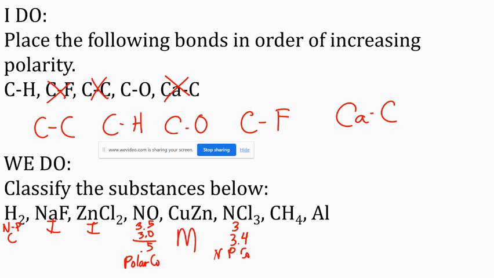We already went over this one earlier today. So this is right on the edge. I would probably go nonpolar covalent here. And then Al is just metallic. Everybody happy with that? Making sense of it? Okay.